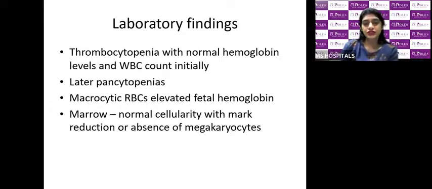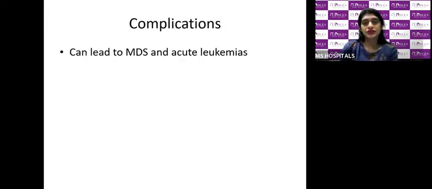Lab findings include thrombocytopenia with normal hemoglobin levels and WBC count initially. Later, pancytopenia. Macrocytic RBCs, elevated fetal hemoglobin. Marrow, normal cellularity with marked reduction or absence of megakaryocytes. Complications can lead to MDS and acute leukemias.